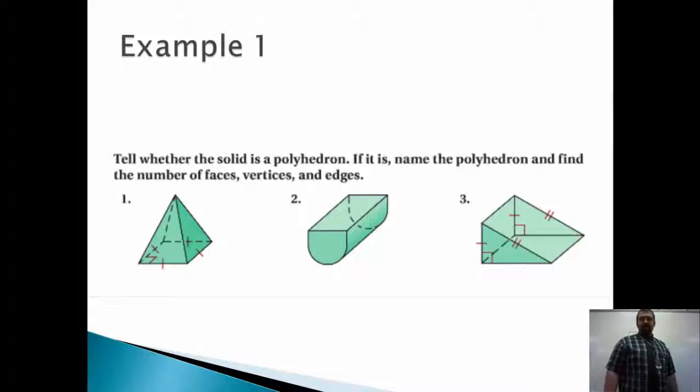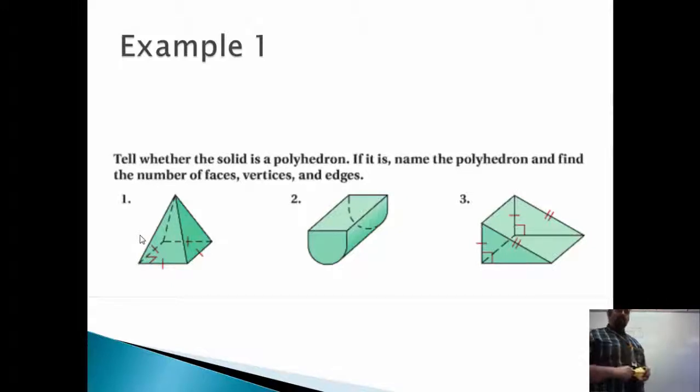A fair question at this point would be: tell whether the solid is a polyhedron. If it is, name the polyhedron and find the number of faces, vertices, and edges. So if I look at this first shape here, I see one rectangle and then each of the other sides are triangles. If it's one face like this, and then everything else is a triangle that meets at one point, it's a pyramid. Okay, so I'm going to call it a polyhedron, a pyramid.